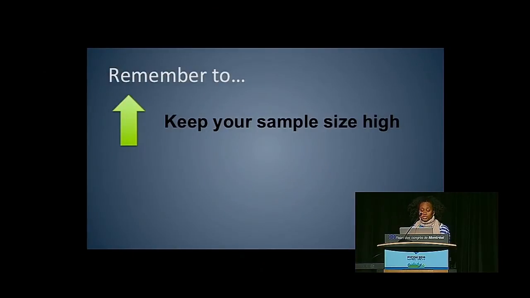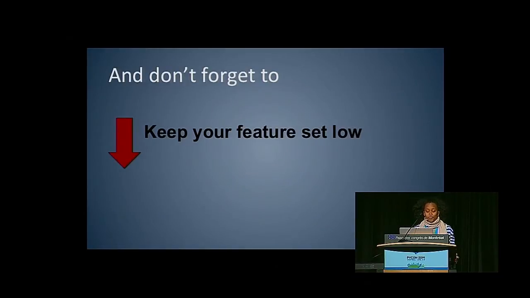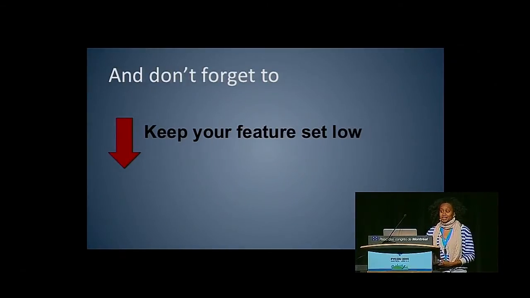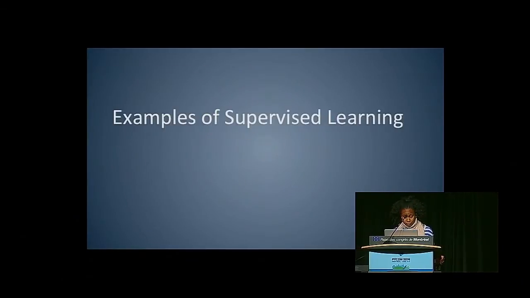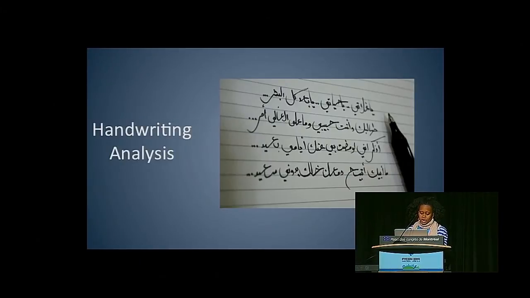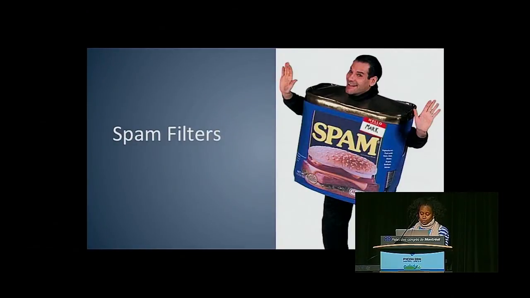Remember, when you're coming up with predictors and features, keep your sample size high. You want to make sure that you have plenty of samples. But keep in mind to keep your feature set low. The reason why it is instrumental to make sure that your feature set is low is because you do not want to run the risk of overfitting. Here are some examples of how supervised learning is used. Handwriting analysis. I think we're all familiar with spam filters.